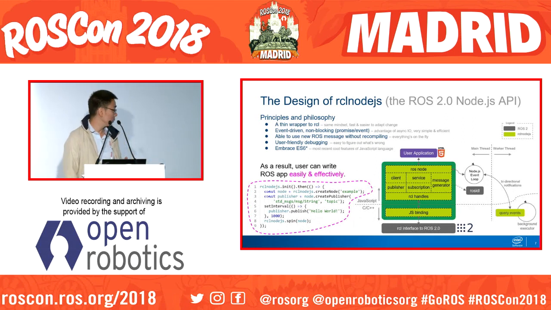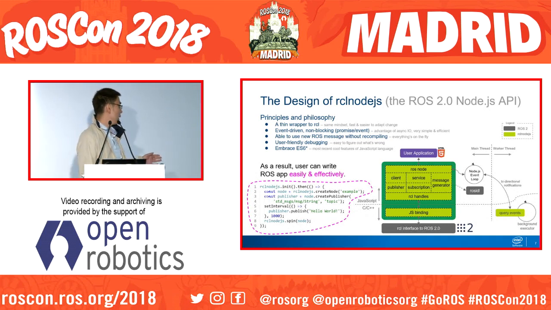And debugging is very important to developers. User-friendly debugging can dramatically shorten the cycle of development. Node.js is famously known as easy to debug, and we also added some extra facilities to help developers debug in rclnodejs. The diagram on the right shows the framework of rclnodejs.